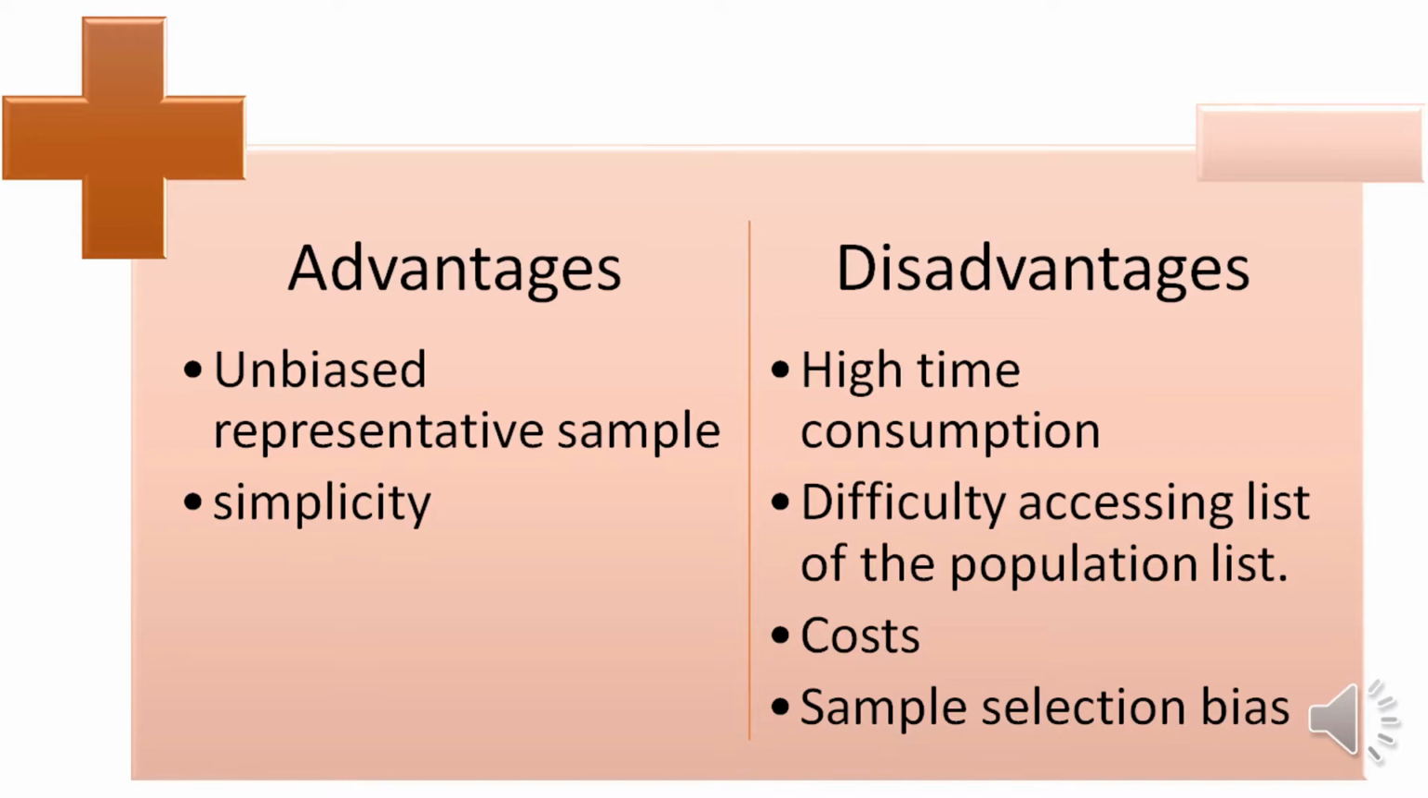The third one is cost. So it may require payment each time data is provided from the third-party provider. And the fourth one is sample selection bias.